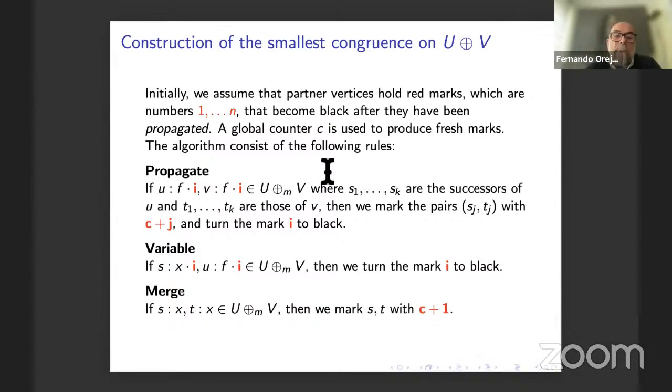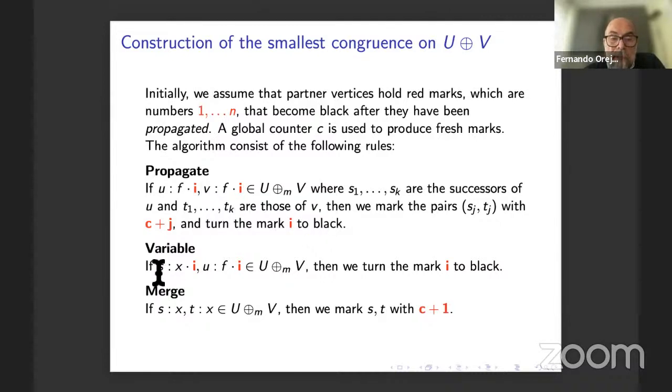Now, the rules that we apply for defining this congruence are the following. The first one is propagate, which is what I just said. If we have two nodes, U and V, with the same mark I in red, and they have as successors S1 to SK and T1 to TK, then we mark each pair SJ, TJ with a mark C plus J. And we turn the mark I that we had on the original vertices into black.